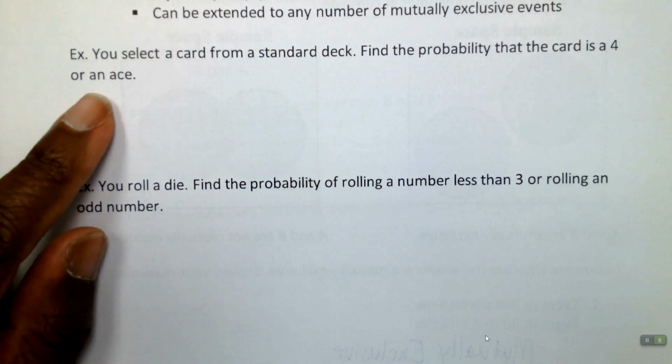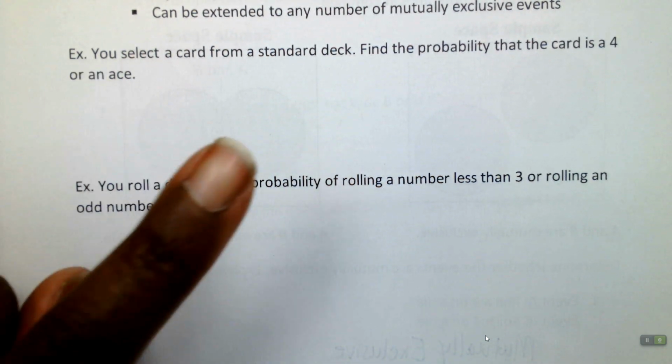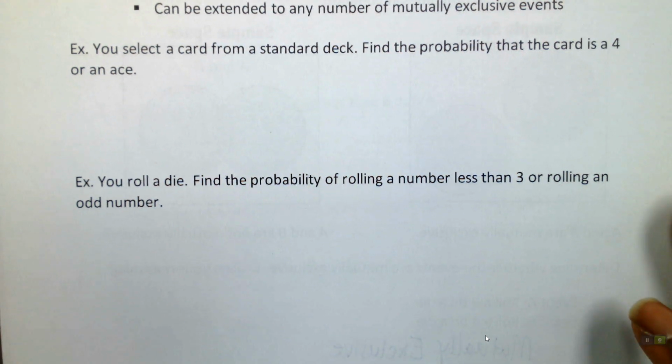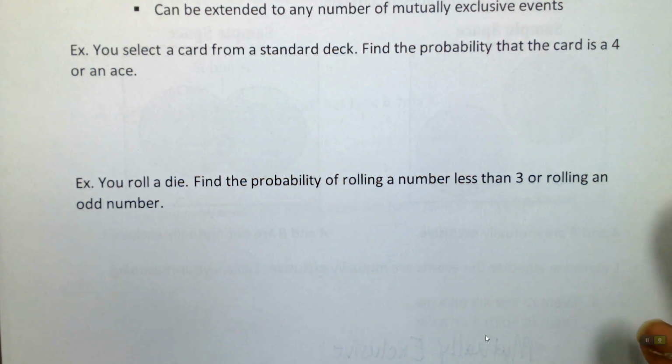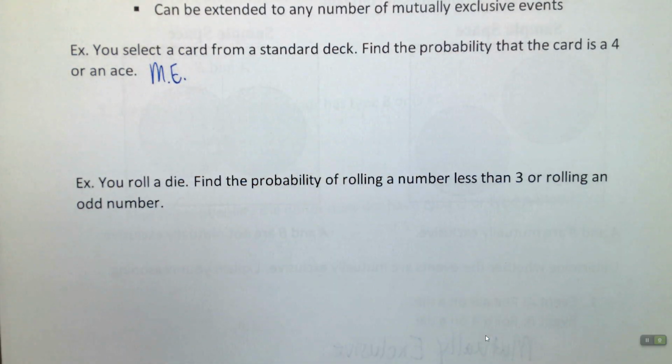So you select a card from a standard deck. Remember, we're only doing one thing. Find the probability that the card is a 4 or an ace. First, if I pick one card, can it be a 4 and an ace at the same time? No. Good. So that means these are mutually exclusive, so I'm just going to be adding my probabilities.